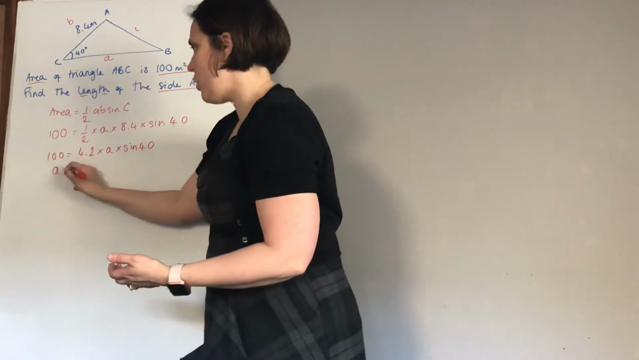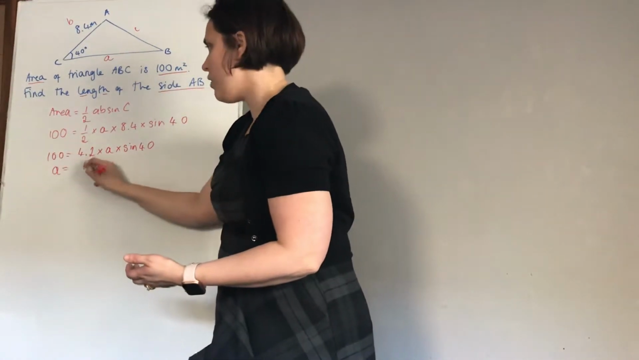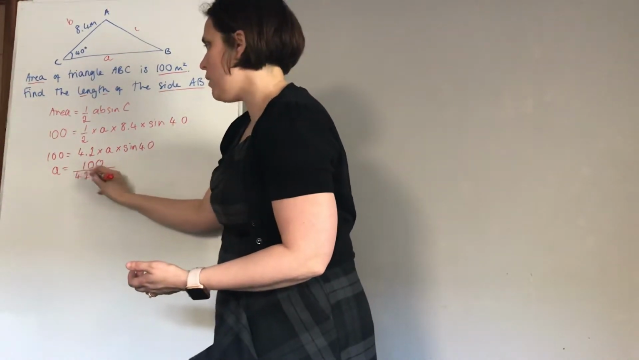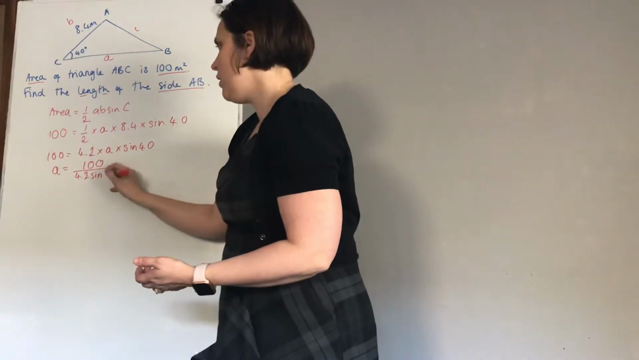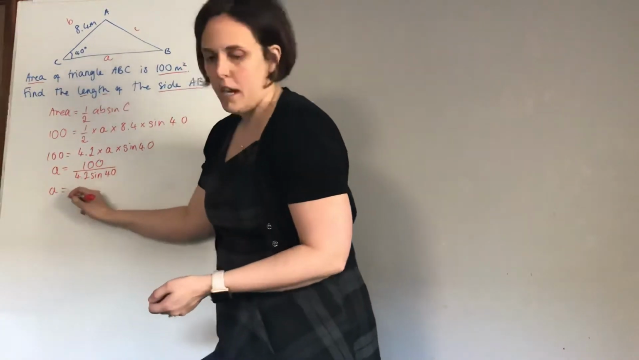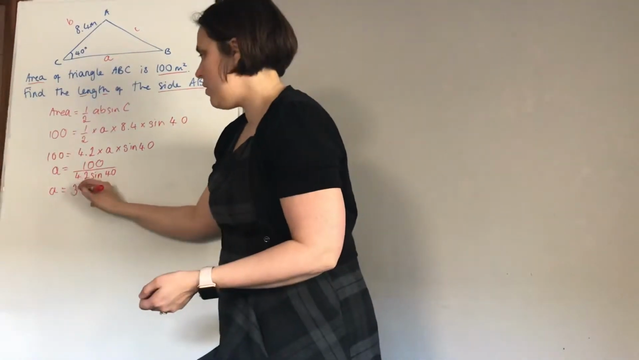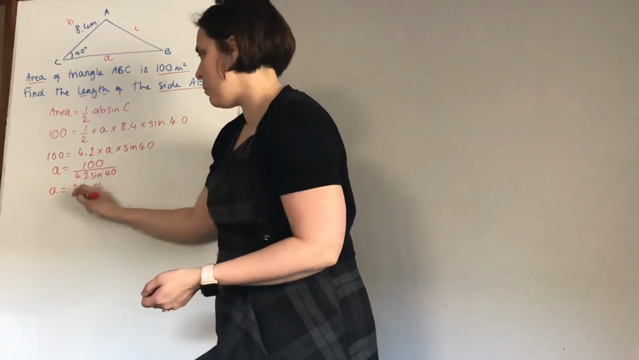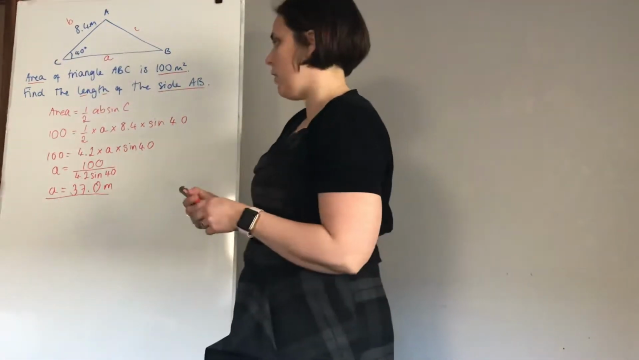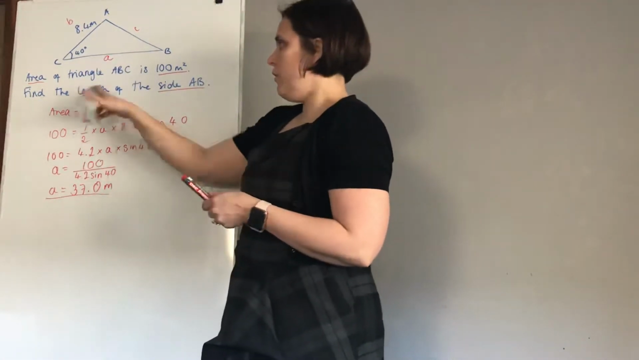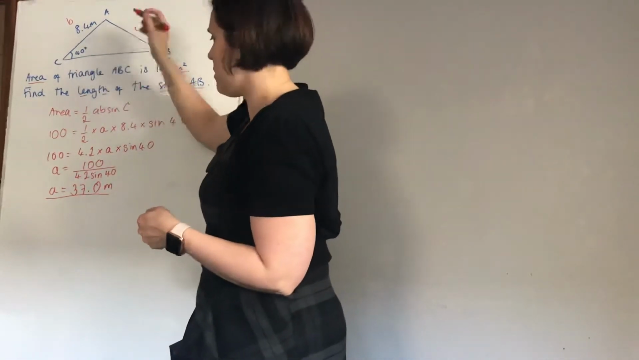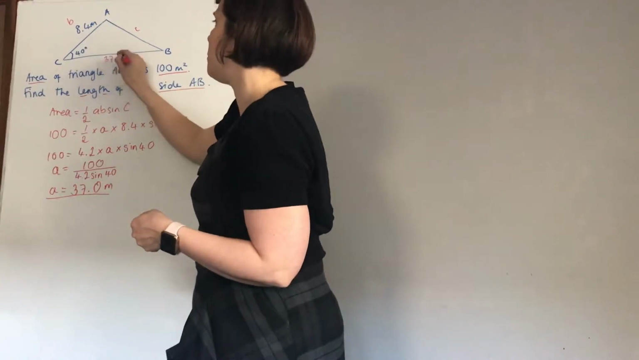So I can go straight to a is equal to 100 divided by, and then just put the whole thing on the bottom, 4.2 sine 40, okay? I get my calculator to do that for me, and it tells me that a to 3 significant figures is 37.0 metres, okay? So that's my answer for that part of the question. Now, we want to find the length of the side AB. If I want to, I can now fill that in on my diagram to make it a little bit easier. So that is 37.0.